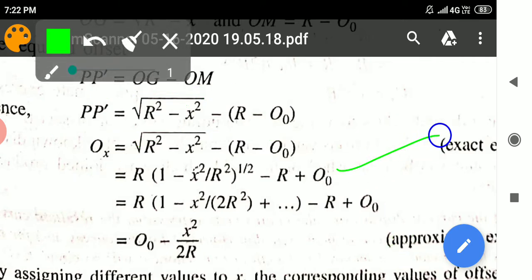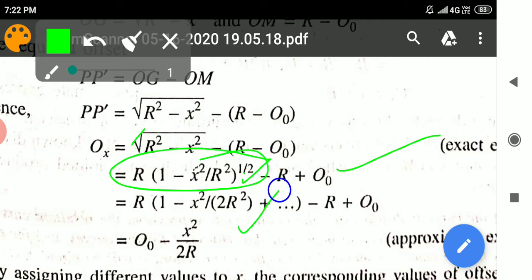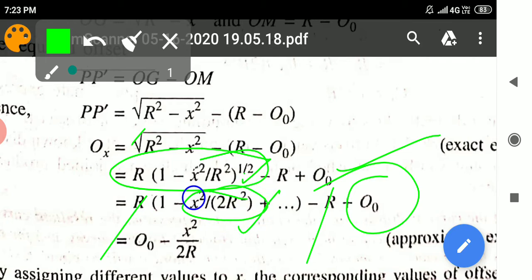under the square root, I will take the upper side in this root. That comes as a square raised to 1 by 2. After solving these, we will get x square by 2r square. Then this r and this r will be cancelled. So the remaining O naught and x square by 2r square will remain.